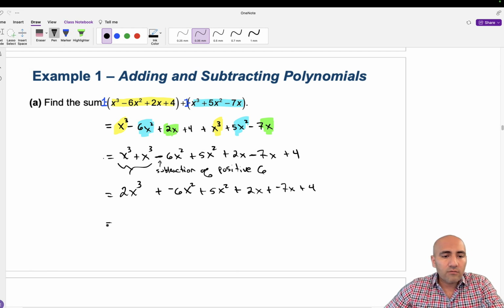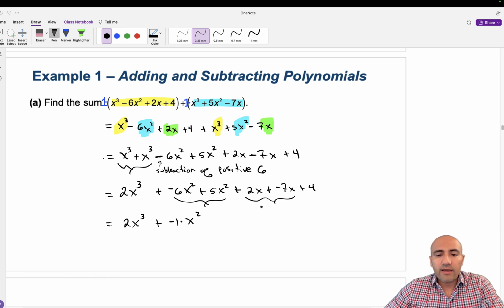Okay, and now bringing this down, this becomes 2x cubed plus, and now these two combine to give me a negative 6 plus a 5, that's a negative 1. Negative 1 times x squared. And then same thing here, these two combine to give me a plus 2 plus a negative 7 gives me a plus negative 5, plus negative 5x. And then nobody wants to play with the 4, so we just bring that down.